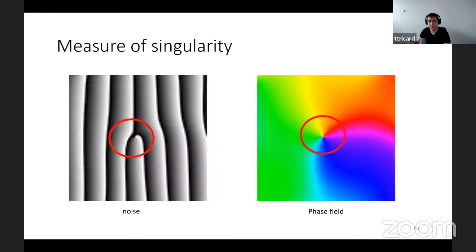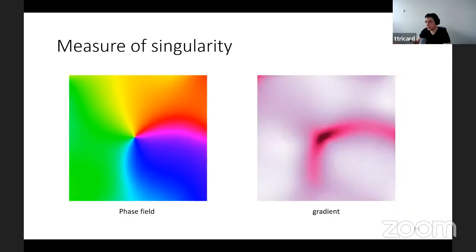And if you put the phase field close to the noise, we can see that the same singularity will appear in both of them. So it means that we can measure the energy of the singularities using this phase field here. So by just taking the gradient, we get some information of the singularities. So how do we fix that?